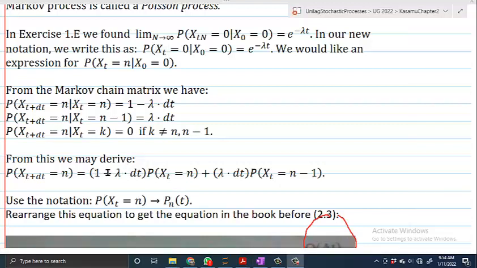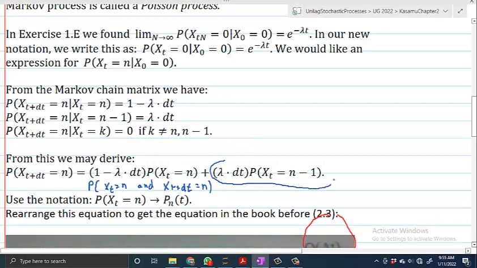So this quantity here is equal to the probability that xt is equal to n and xt plus delta t is equal to n.